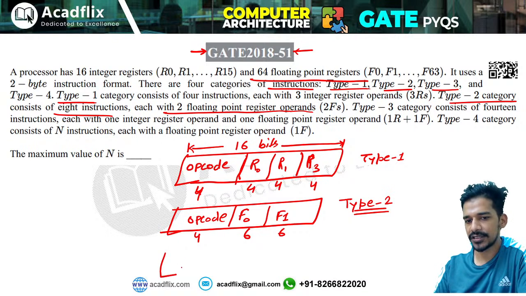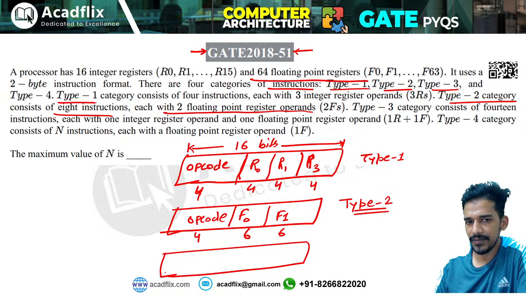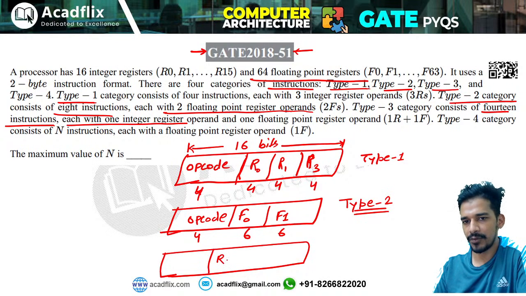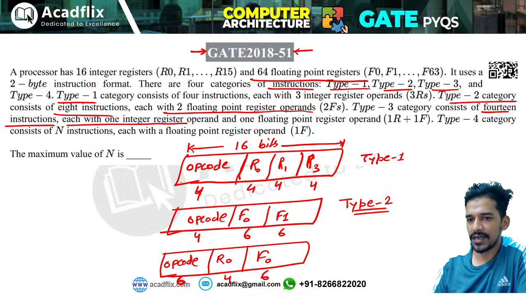Then you have the type 3 instruction, and it is like this. In the type 3 category, we have 14 instructions, each with 1 integer register operand and 1 floating point register operand. To specify one of the floating point registers, you will require 6 bits, and to represent one of the integer registers, you will require 4 bits, because you have 16 integer registers and 64 floating point registers. So you will have 4 bits, and 6 bits for the opcode part. So these are the type 1, type 2 and type 3 instruction formats.